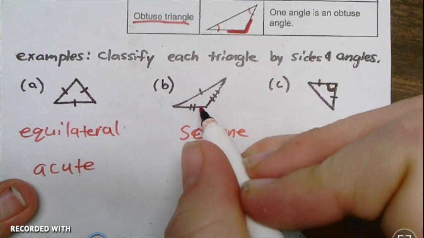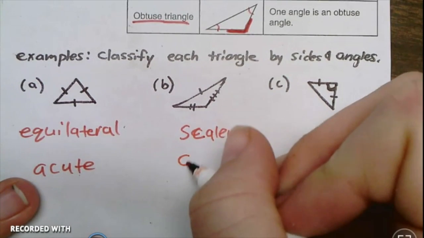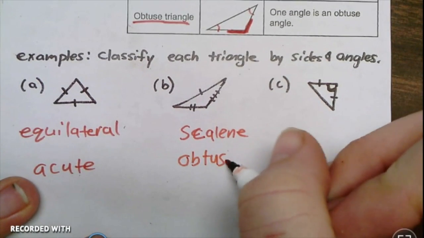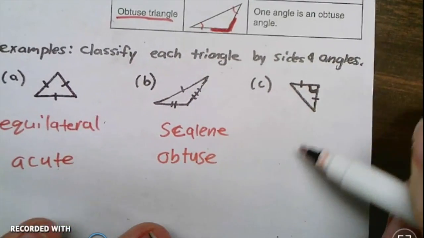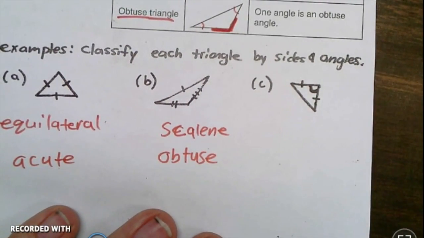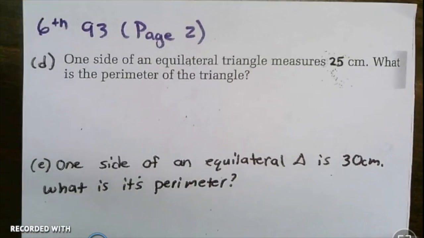And by its angles, it has an obtuse angle, so it is an obtuse triangle. This one's scalene and obtuse. Go ahead and try C completely on your own. All right, let's jump into page 2.